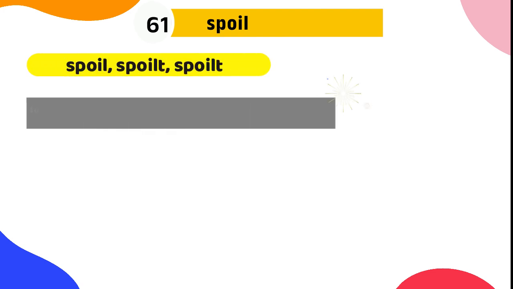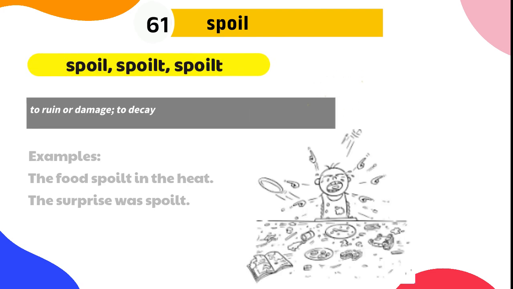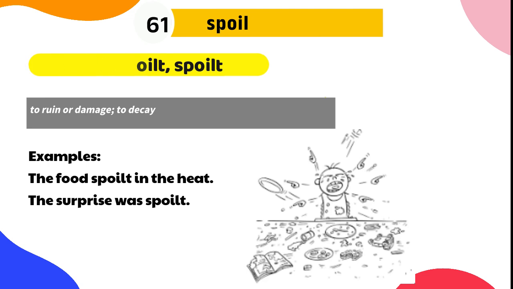Spoil, spoilt, spoilt. Meanings: to ruin or damage, to decay. Examples: the food spoiled in the heat. The surprise was spoiled.